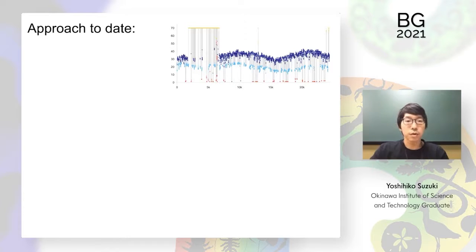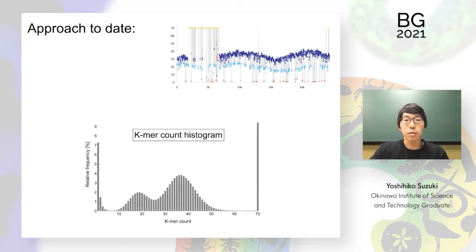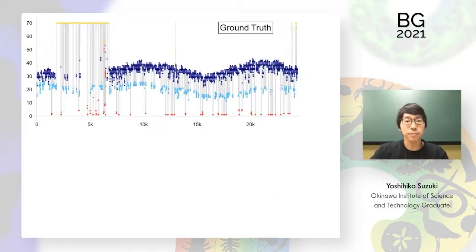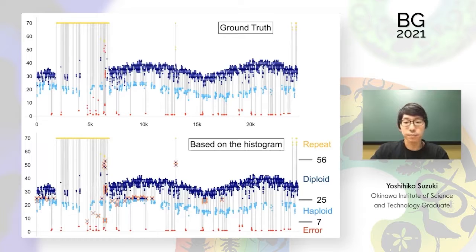And the almost only approach currently used for the k-mer classification problem is to use the global k-mer count histogram. In this histogram-based classification, we first calculate the count thresholds between the different classes based on the histogram, and then simply use those thresholds to estimate the k-mer class, like this. However, as you can see from the orange marks that mean wrong classification, this histogram-based approach tends to fail, especially around the boundaries of the thresholds and also within the repeats.